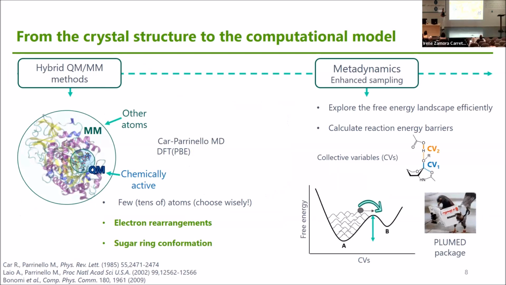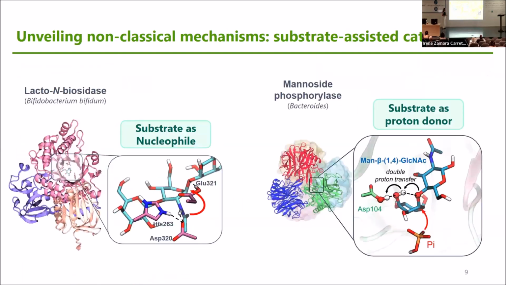In this part of the workflow, electron rearrangements can already be observed, and the sugar ring conformations can also be accurately described. However, since we want to describe chemical reactions, we need to sample from a state of reactants to a state of products that are separated by high energy barriers. So we apply enhanced sampling schemes such as metadynamics to efficiently explore the reaction space that we want to simulate.